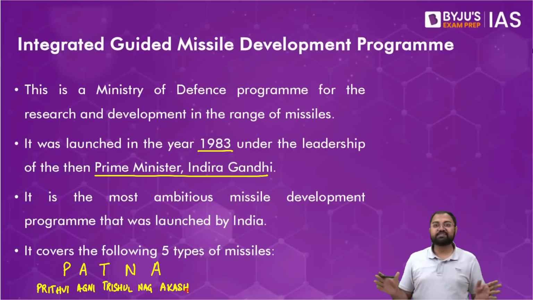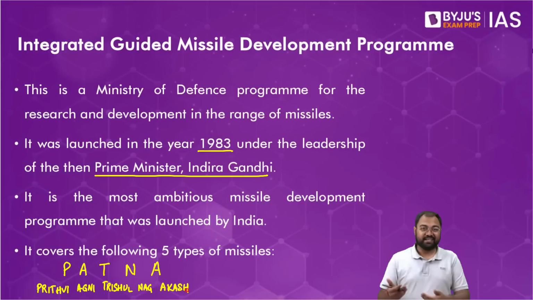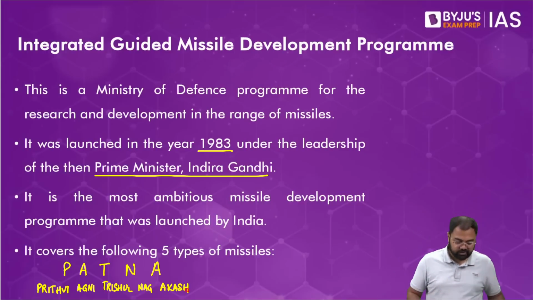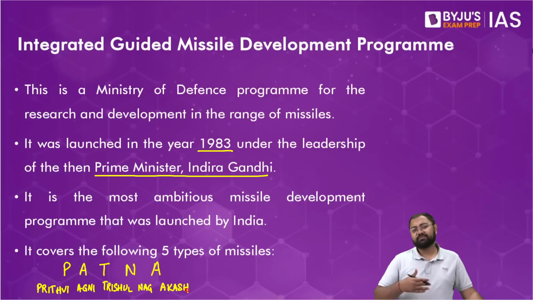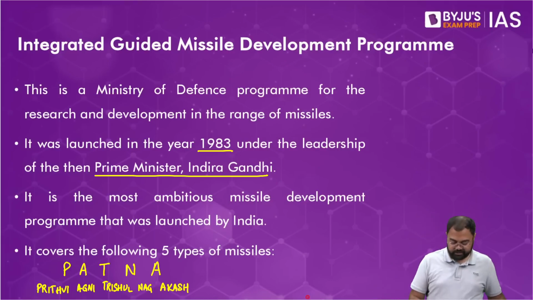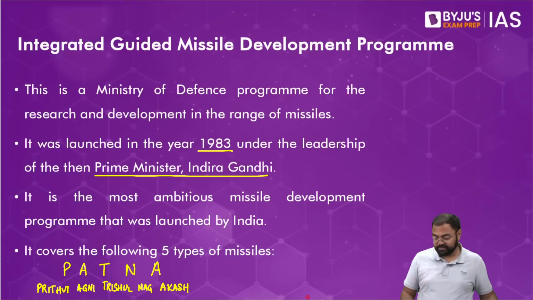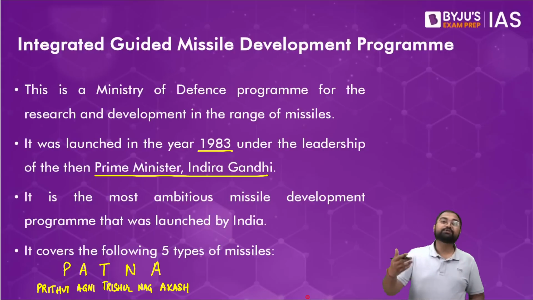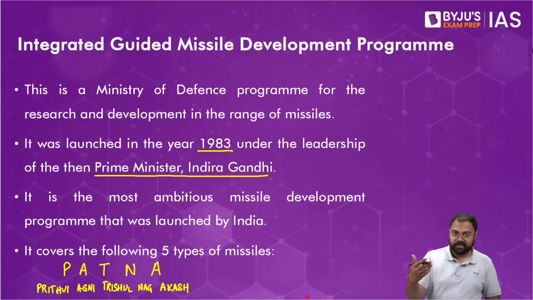So in this manner, we see that these are the five types of missiles that we developed as a part of the Integrated Guided Missile Development Program. So we started developing it, and for the next 20-25 odd years, we just kept on developing all these missiles, and newer versions of these missiles also from time to time are being released.